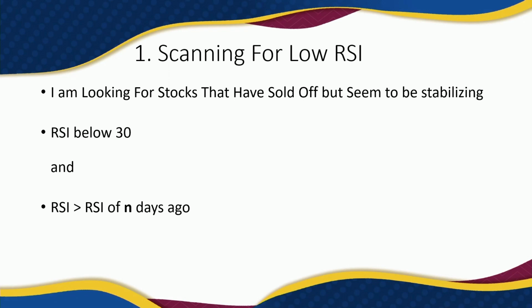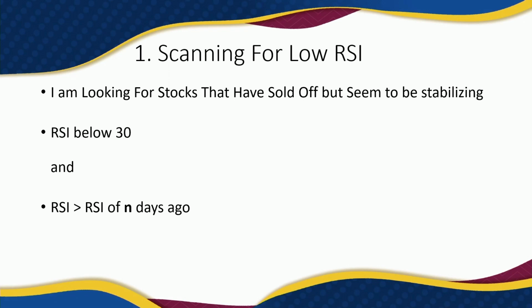What I'm doing is scanning for low RSI values. You can apply that to a lot of indicators. I just use the RSI to give you an example. So what I'm looking for is stocks that have sold off, but they seem to be stabilizing recently. So what we're going to look for is an RSI value below 30. And I also want the current RSI value to be higher than the RSI value of N days ago. And of course, you have a little bit of variety that you can bring into your own taste.